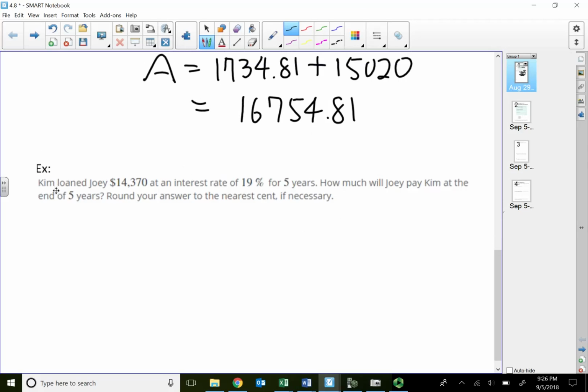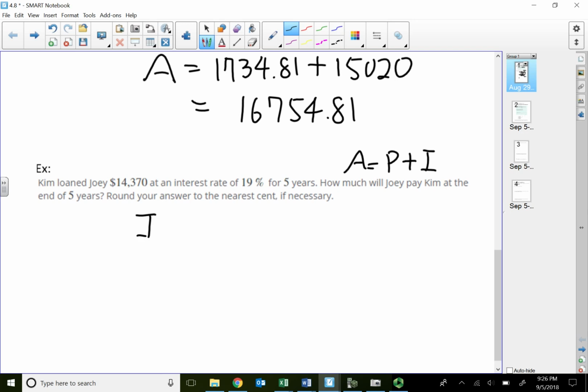All right, Kim loaned Joey $14,370 at an interest rate of 19% for 5 years. How much will Joey pay Kim at the end of the 5 years? So again, Joey needs to pay back Kim the principal plus the interest at the end of 5 years. That will be the total amount needed to be repaid.